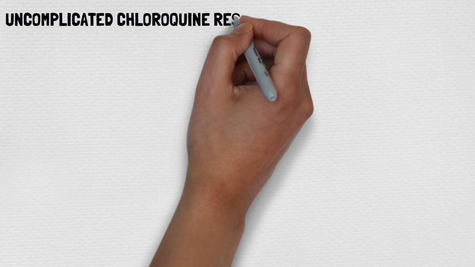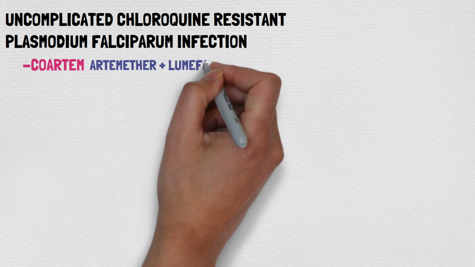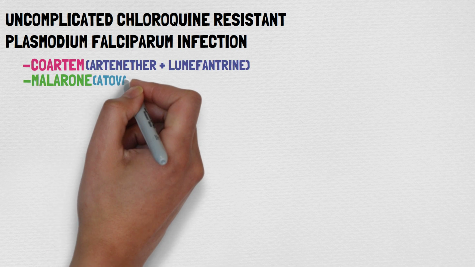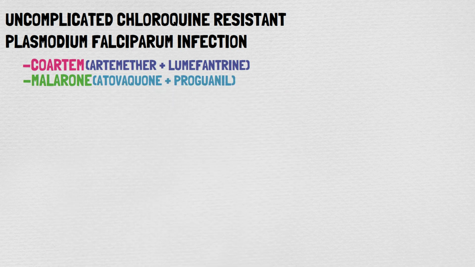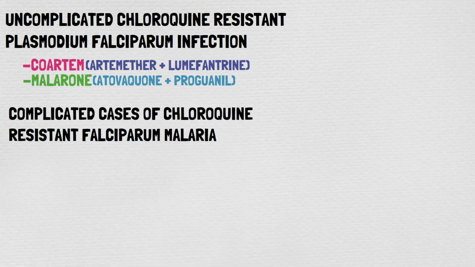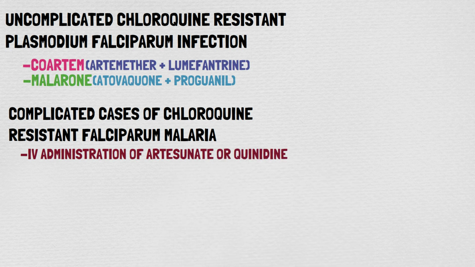Uncomplicated chloroquine-resistant Plasmodium falciparum infection is treated with either Coartem, which is a combination of artemether and lumefantrine, or Malarone, which is a combination of atovaquone and proguanil. In severe complicated cases of chloroquine-resistant falciparum malaria, IV administration of artesunate or quinidine is used.